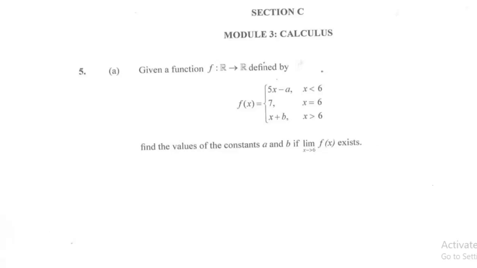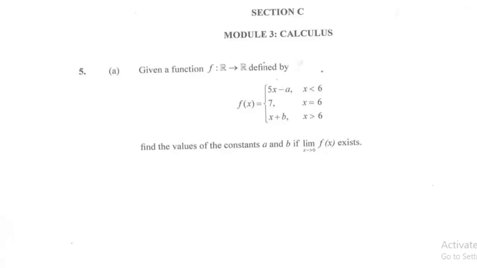Question 5. Given that a function f maps real numbers to real numbers, f of x there is what we call a piecewise function. So it's one function in three pieces. The first piece for when x is less than 6, the second piece 7 when x is equal to 6, and the final piece, the third piece, x plus b when the domain x is greater than 6.